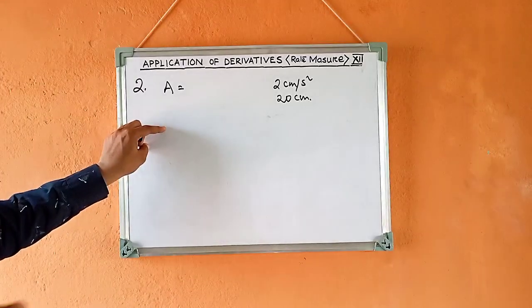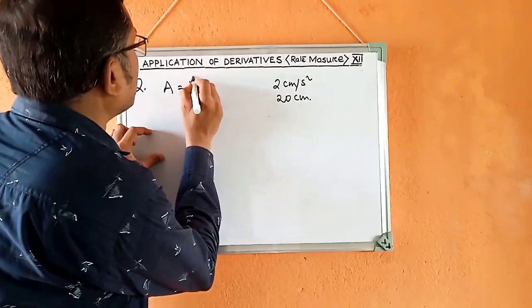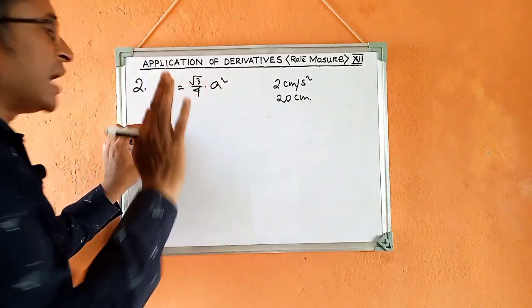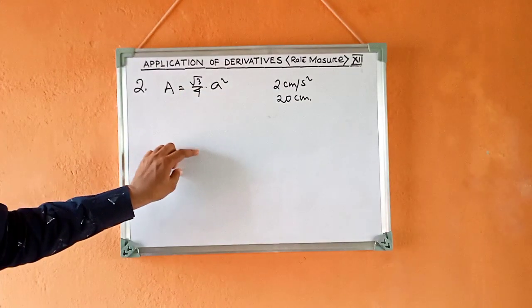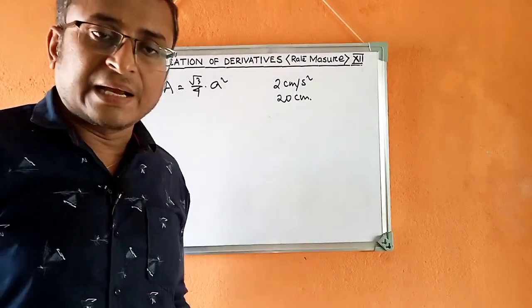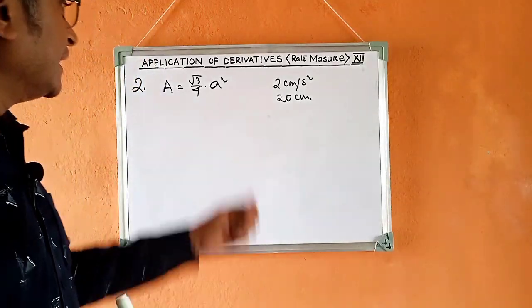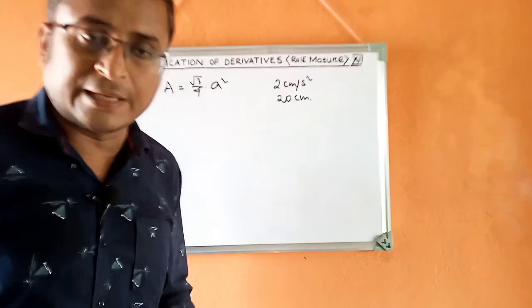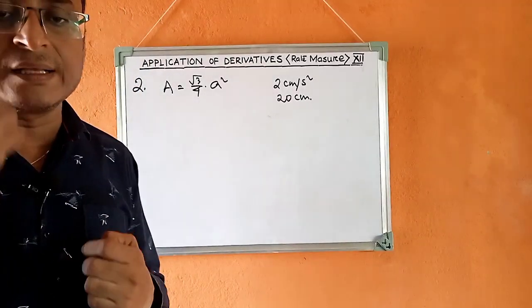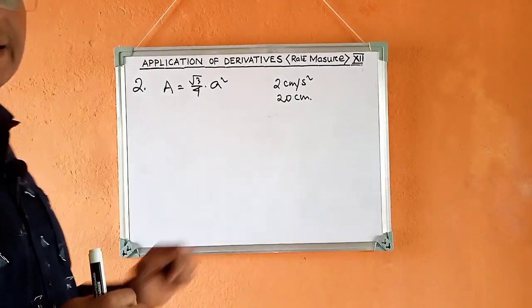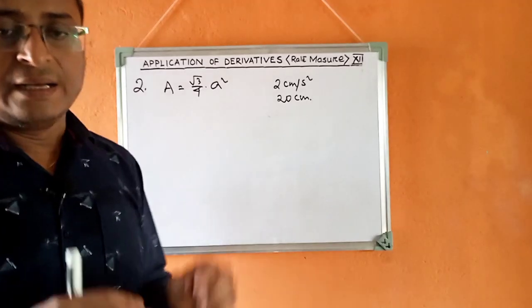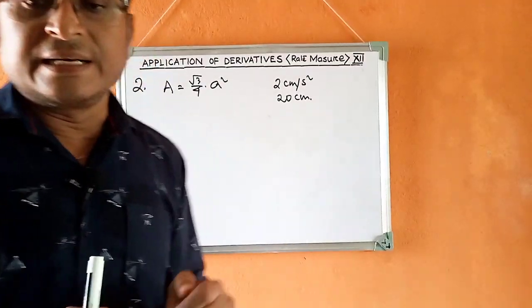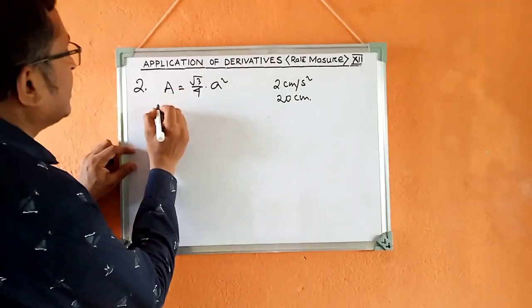We take capital A as area. The area of an equilateral triangle is root 3 by 4 into a square, where a is each side of the equilateral triangle. Now we are required to find at what rate its area is increasing.